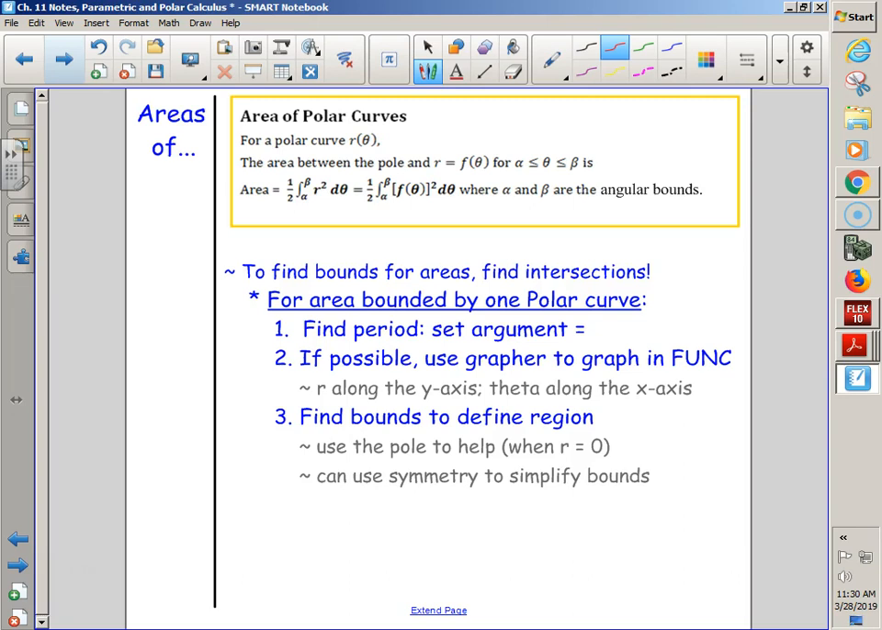To find bounds, they're going to give them to us, aren't they? Sometimes. So what am I talking about? I'm talking about natural bounds. Come on, area between, we would have to find intersections, right? With discs and washers, sometimes we'd have to find intersections. So we're doing intersections, just with polar now. For area bounded by one polar curve.